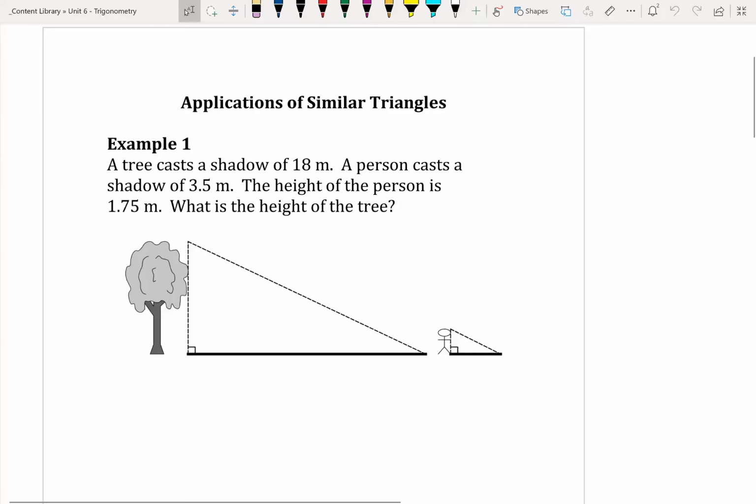In today's note, we're going to look at some applications of similar triangles. So we're still using the same idea as similar triangles before. If you want a refresher, you can go back and look at the note. But the main thing from similar triangles is that one, all angles are the same.